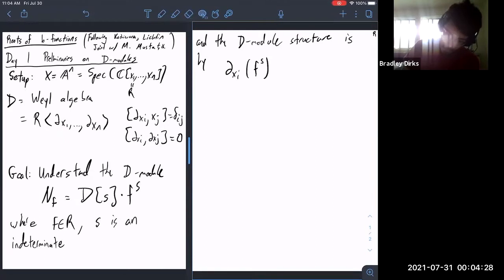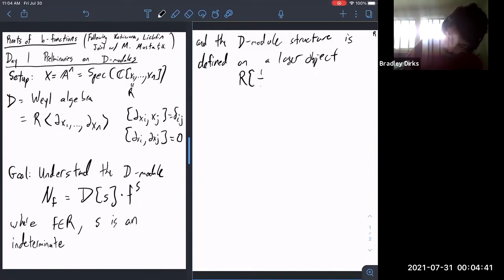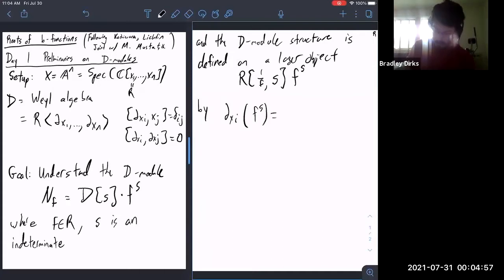Actually, I should first say where this lives. It is defined on a larger object: R, where you adjoin the inverse of f, and you also adjoin s, and that's f^s. Now these ∂_i act by, really, you just want to know how they act on f^s and then extend by the Leibniz rule. It's like the power rule that is really happening here, so you bring down the power.